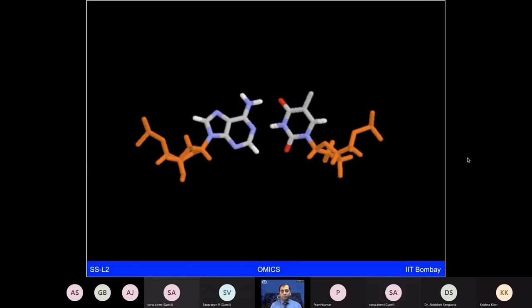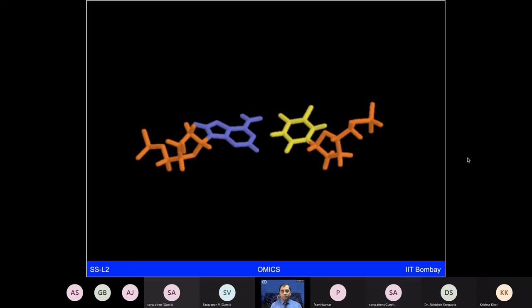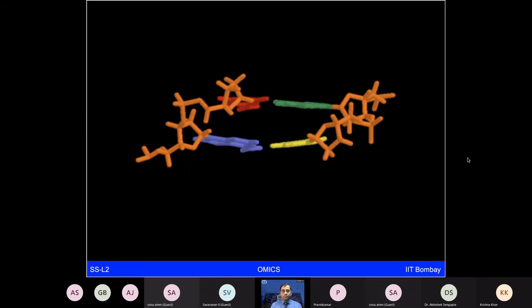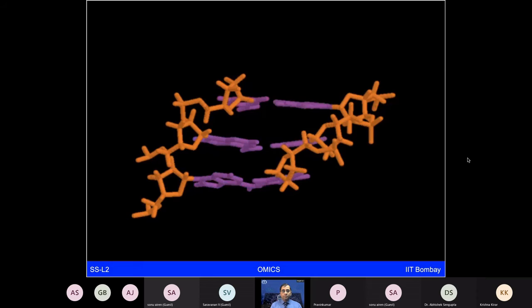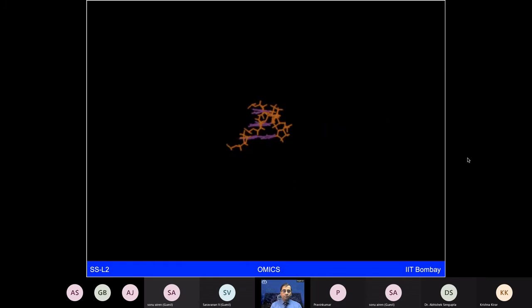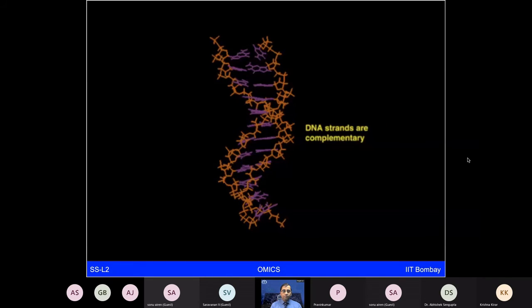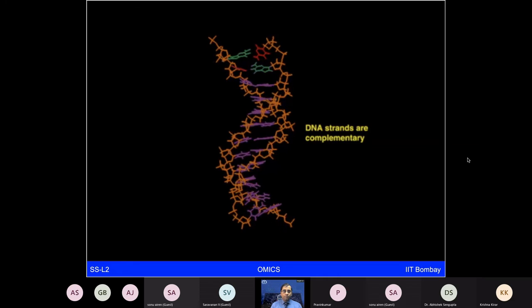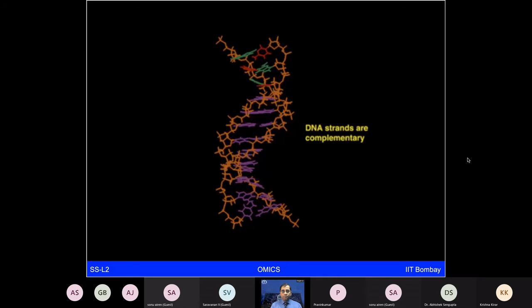The specificity of base pairing, that is C always pairing with G and A always pairing with T, ensures that the two strands are complementary. This is important for DNA replication and transcription.